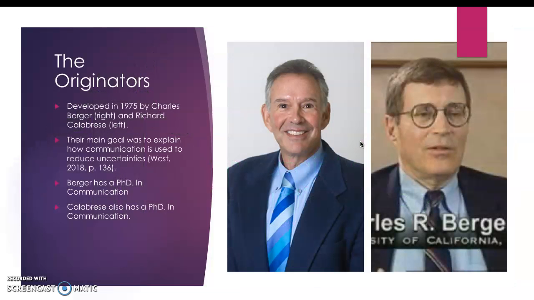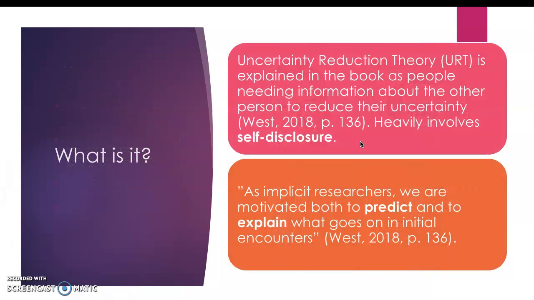Then the originators of this theory are Charles Berger, he's on the right, and Richard Calabrese on the left. They developed the theory in 1975, and their main goal was to explain how communication is used to reduce uncertainties. And Berger and Calabrese both have PhDs in communication, so I do think that they are valid and verified in coming up with this theory.